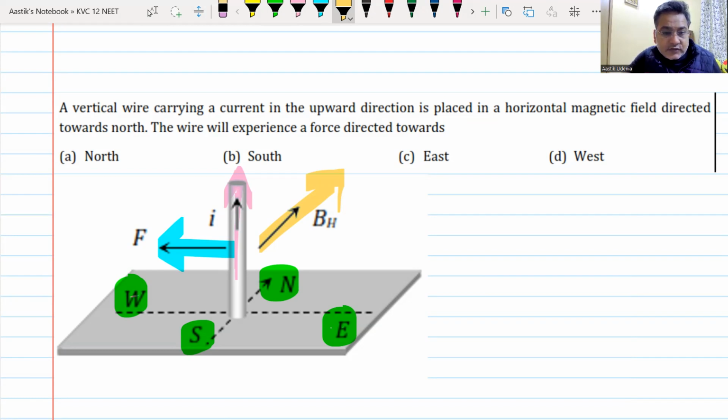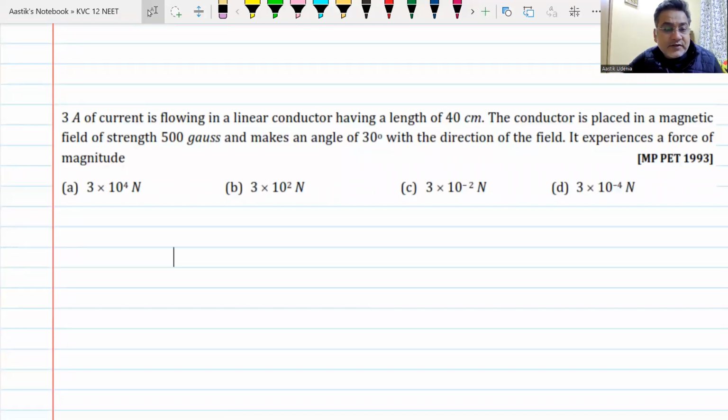And this is the next question that is going to come. I'll give you 2 minutes to give me the answer for this one. 3 amperes current is flowing in a linear conductor, straight conductor, having a length of 40 centimeters. You have to be careful about the unit. The conductor is placed in a magnetic field of 500 Gauss. The main point of this question is Gauss.